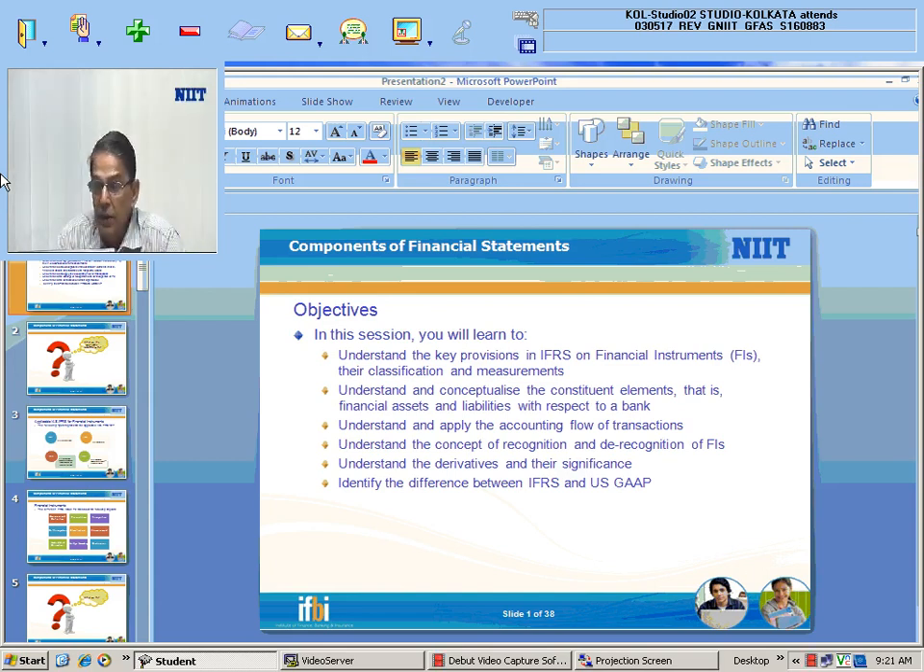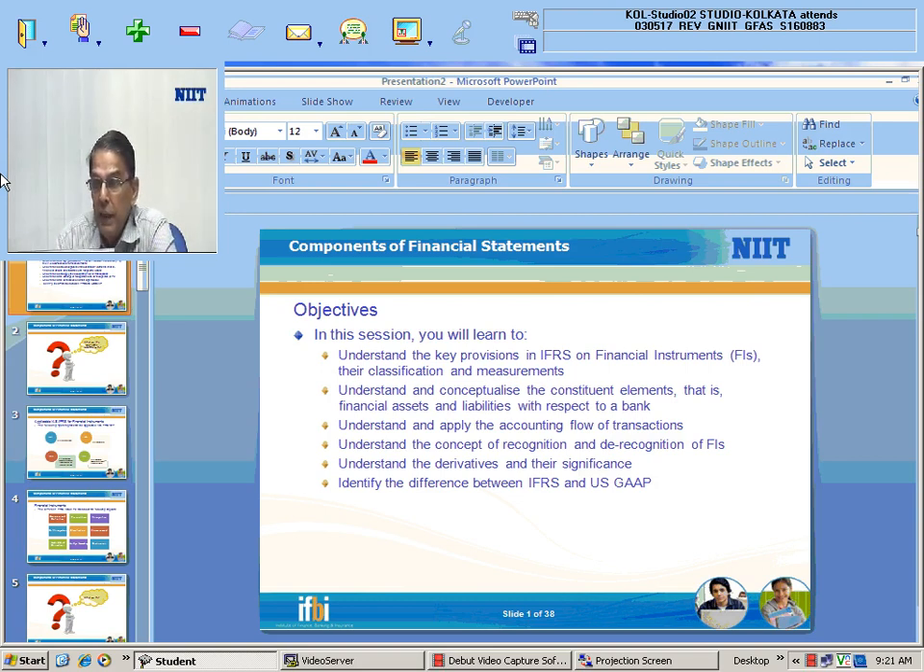IAS 39 is a complex area, so considering the scope of this particular course, we have basically limited the approach to the key areas and conceptual aspects of financial instruments. Some of the more complex areas will not be covered under this course, like derecognition, derivatives and hedging. We'll simply introduce them, but we will not get into much detail, particularly into the depth of application.